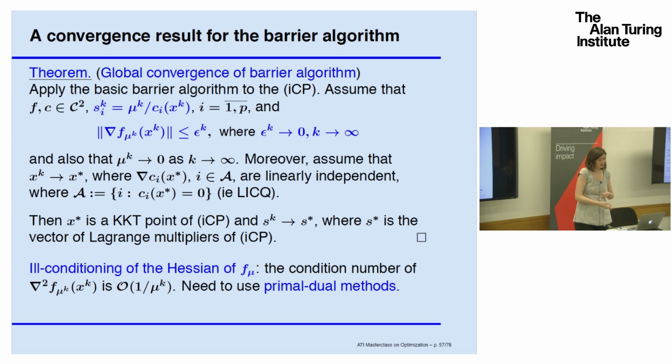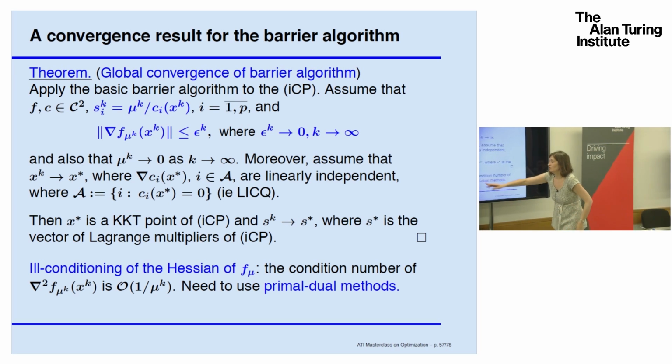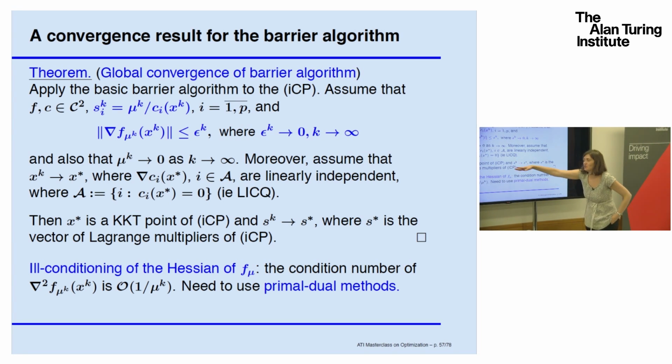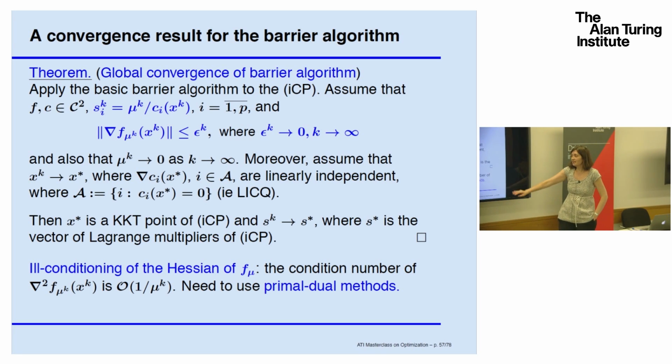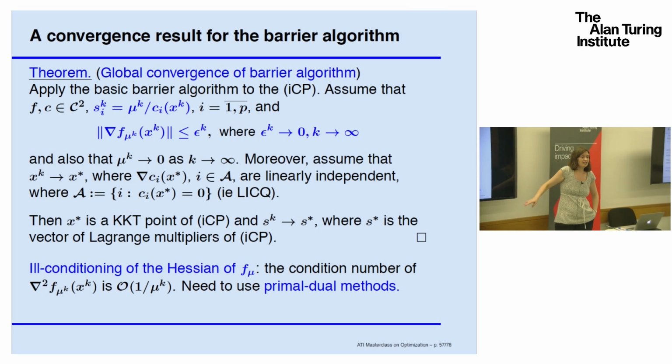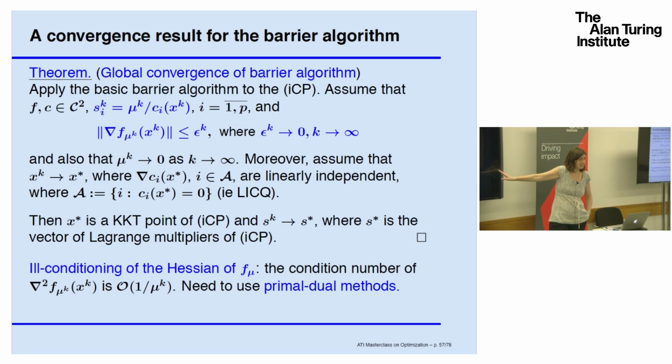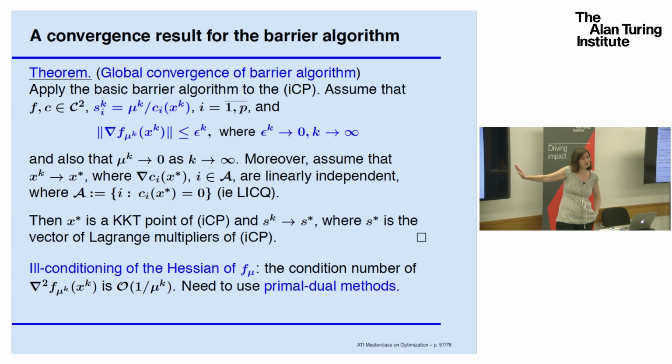Yes, you get very bad ill conditioning. Your Hessian is like 1 over mu; as mu goes to 0, it blows up. Again, you need primal-dual methods. And I want to pause for a moment and say, these methods were invented in the 60s. The ill conditioning of this method is so profound that the nonlinear community stopped using them. By the 70s, they were out of favor.